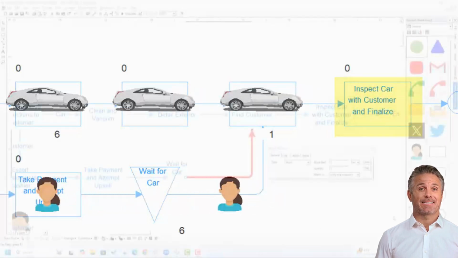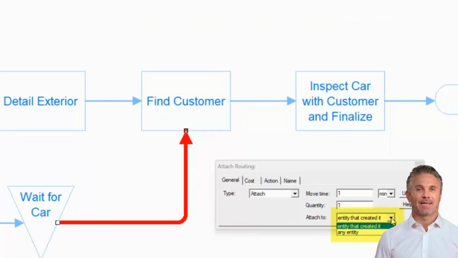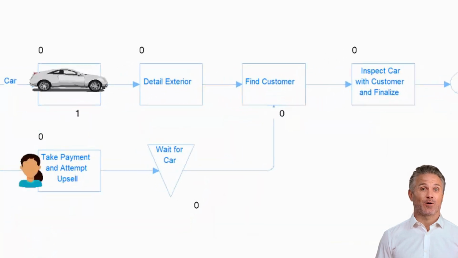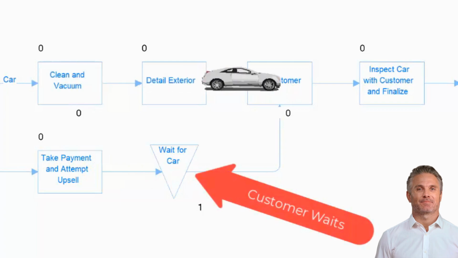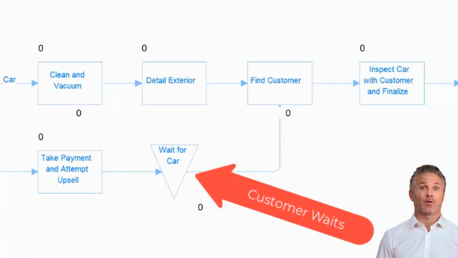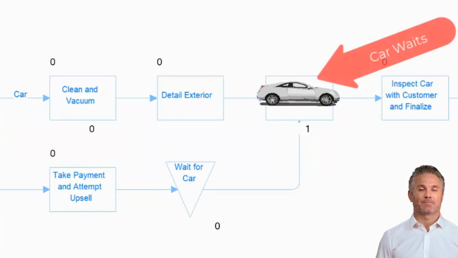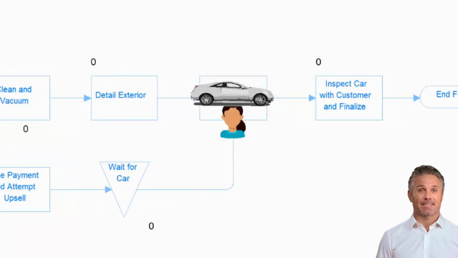The setting, attach to the entity that created it, ensures the customer matches with the proper car. If the car is not ready, the customer waits. If the customer is not ready, the car waits. After the attachment, the action logic and activity time happen.